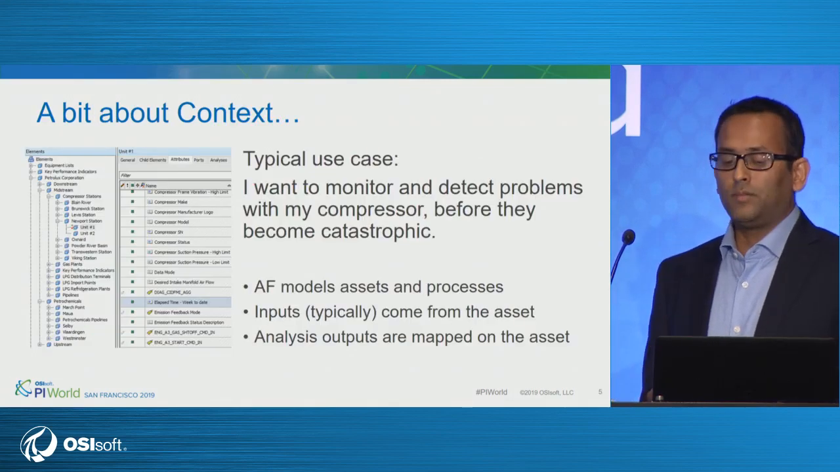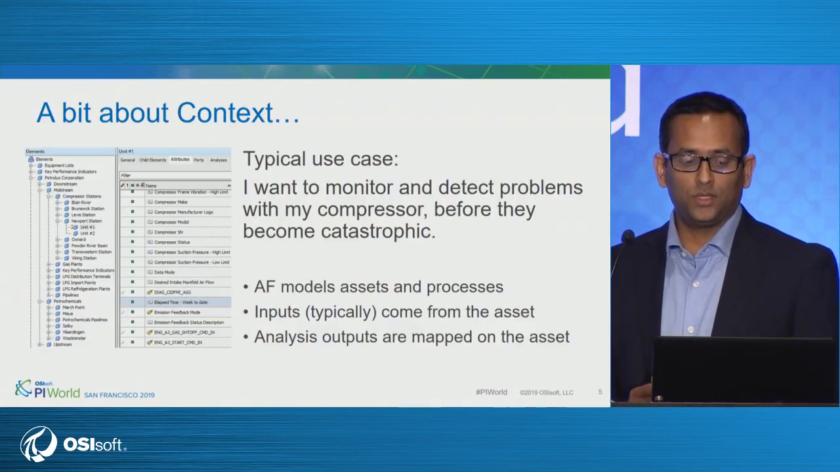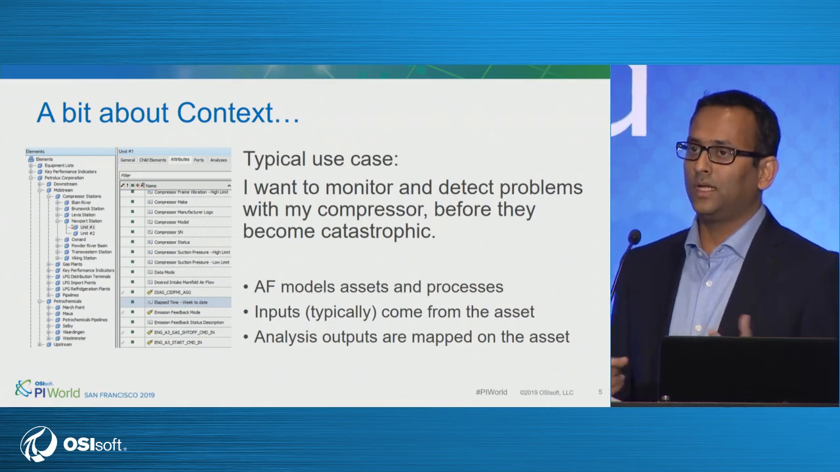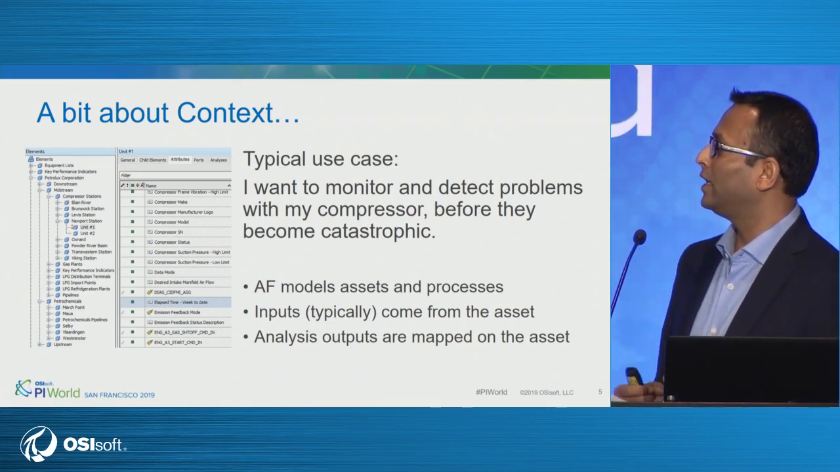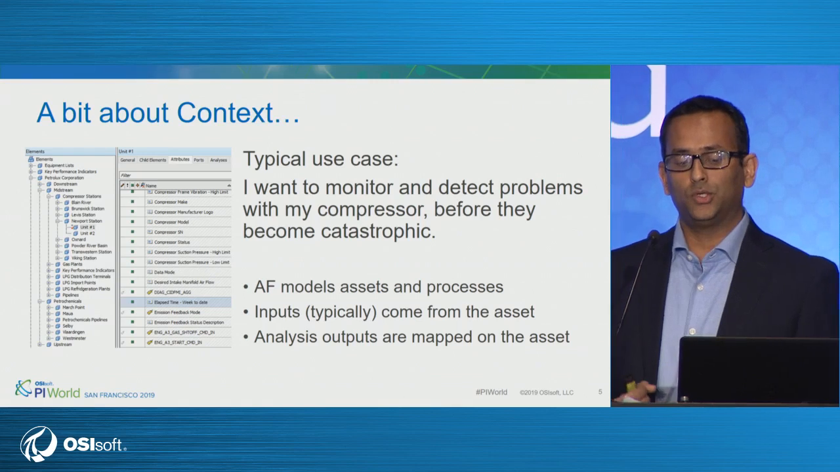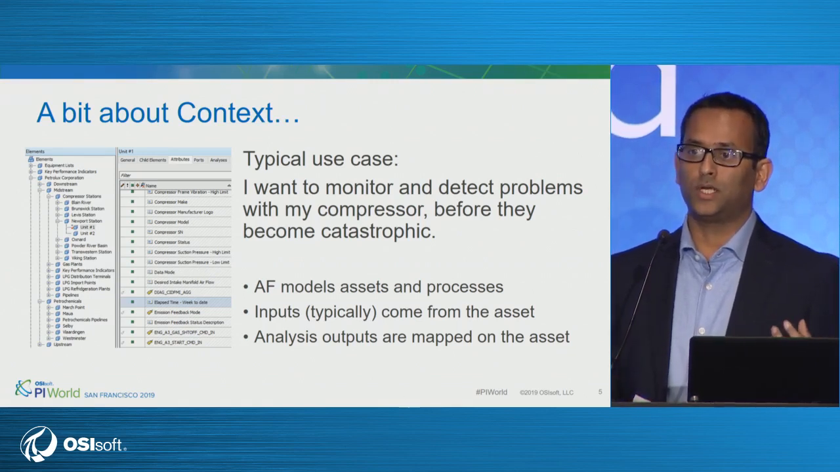So let's talk a little bit about context. What I'm showing here on the screen, the screenshot, is of a utility we call PI System Explorer that many of you are familiar with. What AF lets you do is model your assets and processes.